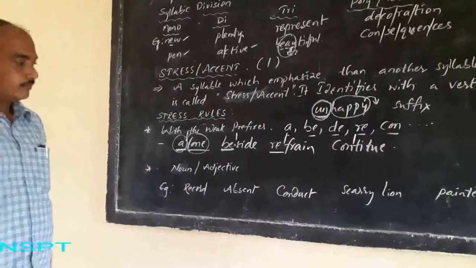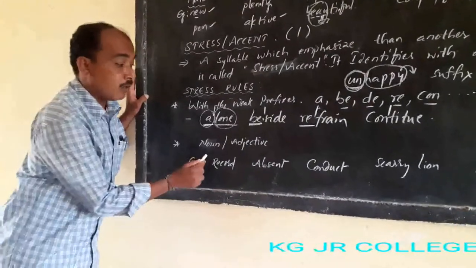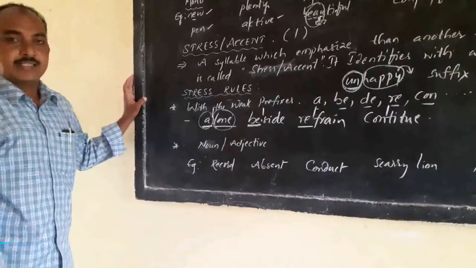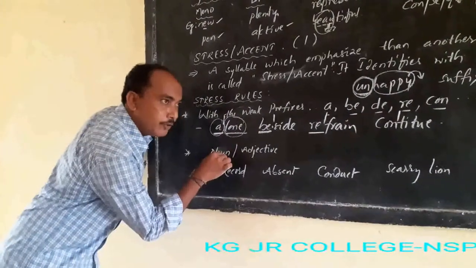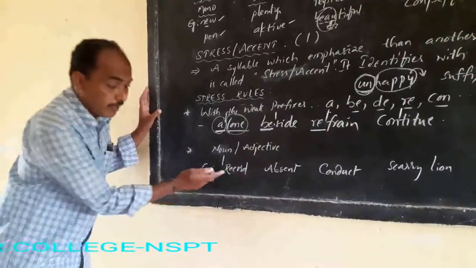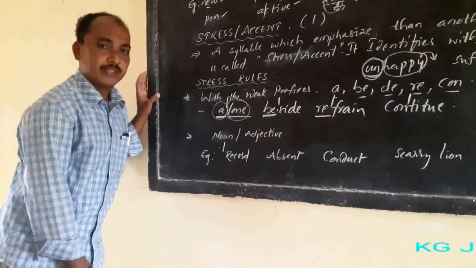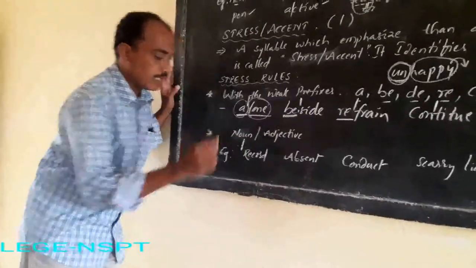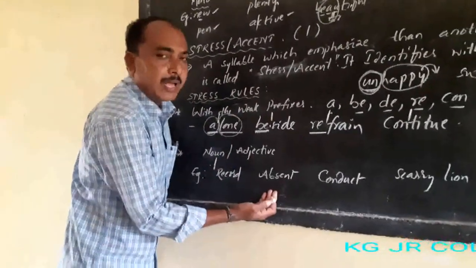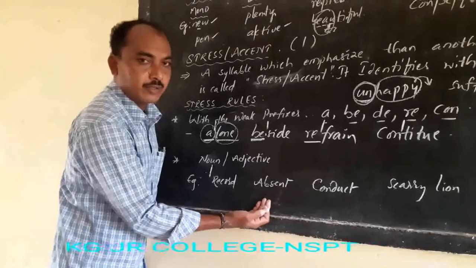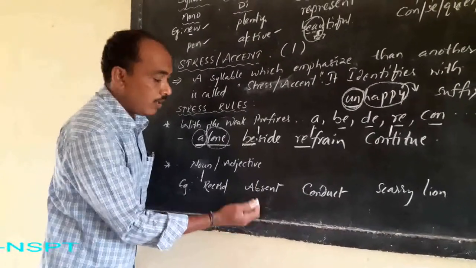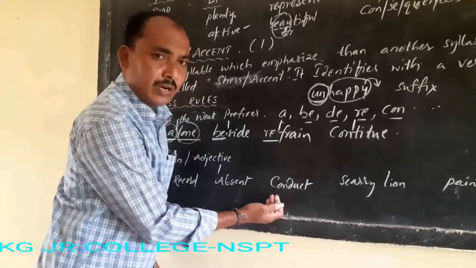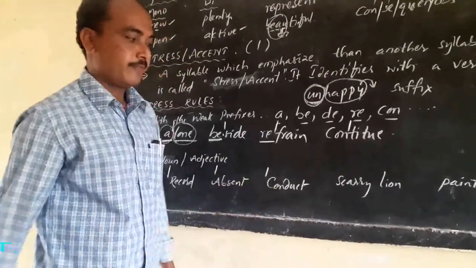Then, another. The stress is used with nouns and adjectives. How do we use it? Nouns and adjectives always take stress in the beginning. The stress will be used in the beginning. How can you pronounce this? It is not record, it is record. So the stress is used in the beginning. In the next word, absent is wrong. It is absent. That is natural. So the first part is stressed. Conduct. It's not conduct. Conduct means the first part is stressed.